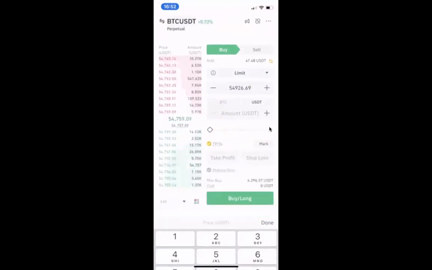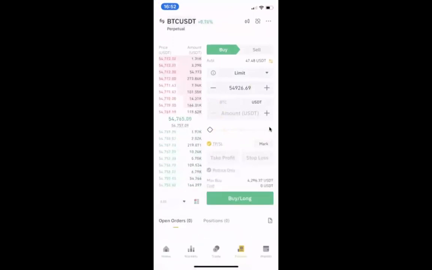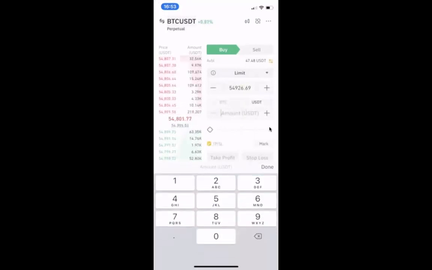So this is what the buy limit means. I hope you can see limit, post only, market, stop limit, and so on. All right, so we're using limit.